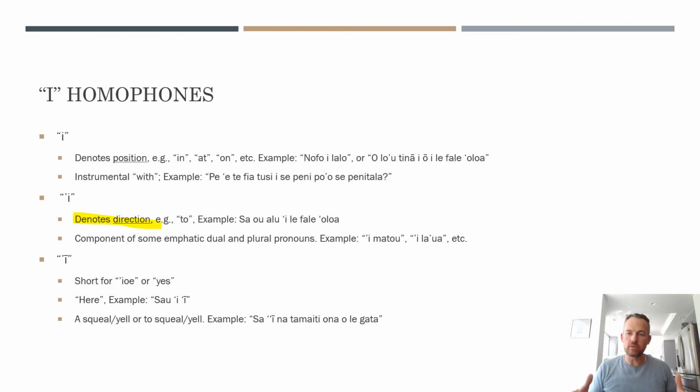So sau means to come. The first I is "to," and the second I is "here." Sau i, sau i. All right, so hopefully that wasn't too confusing.